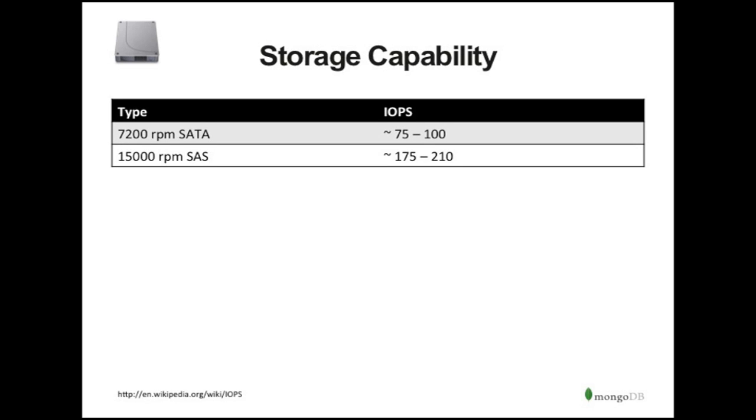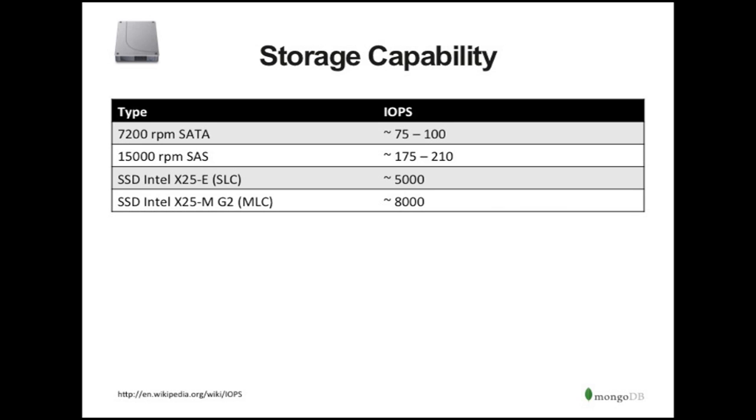The other thing about storage is the capability that we are adding to our infrastructure. So if you think about, for example, the IOPS that normal RPM or HD disks can support. In a 7200 RPM SATA disk, you can get around 75 to 100 IOPS. If you go to 15,000 RPM disks, then we can reach between 175 and 200.